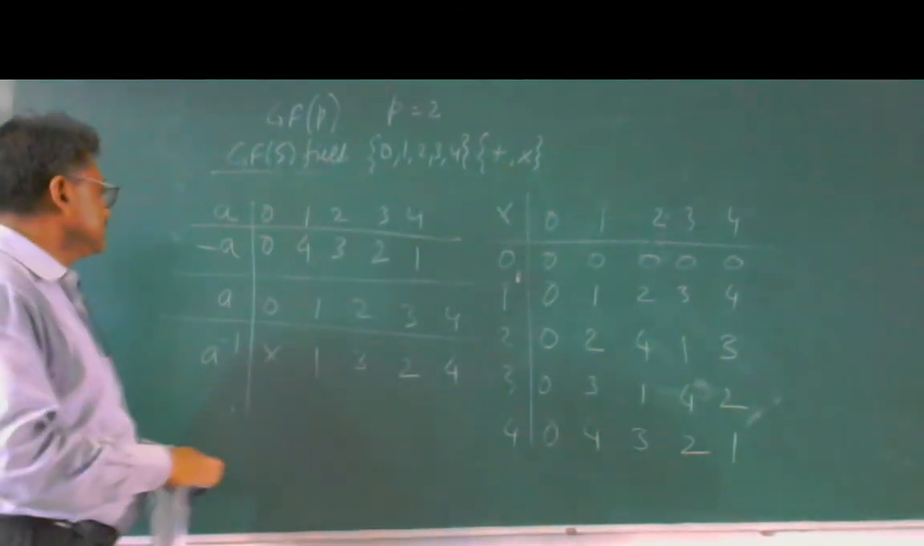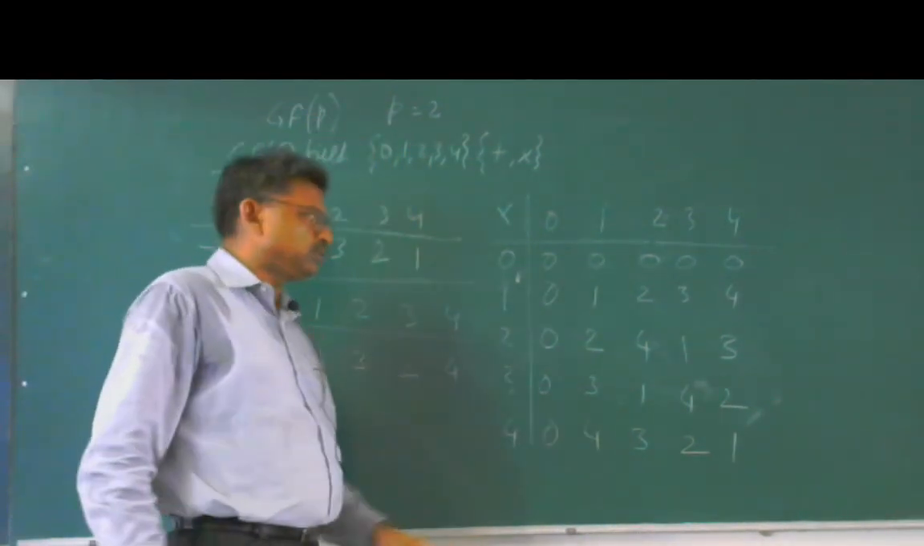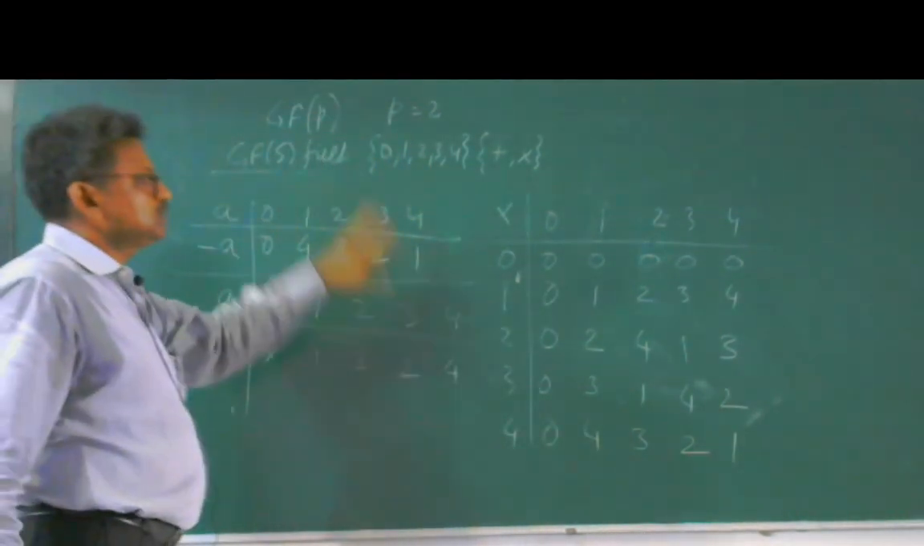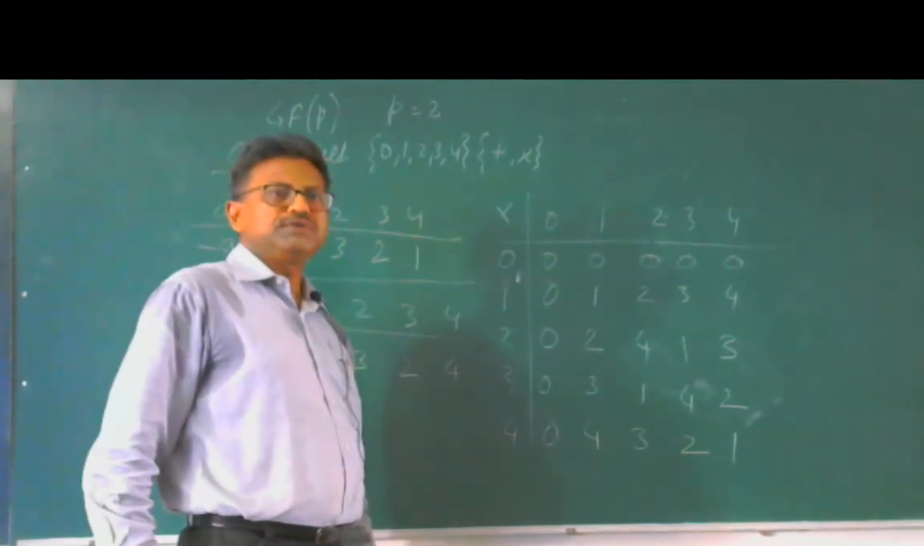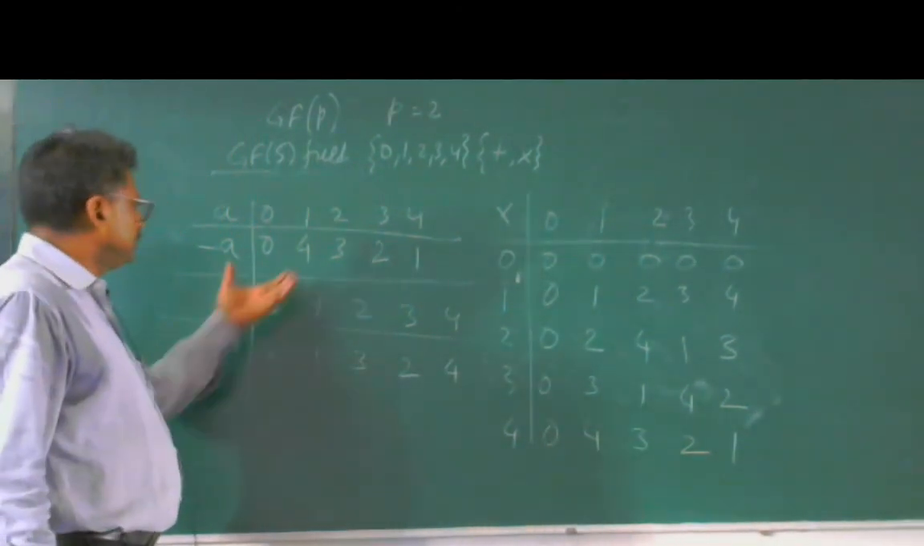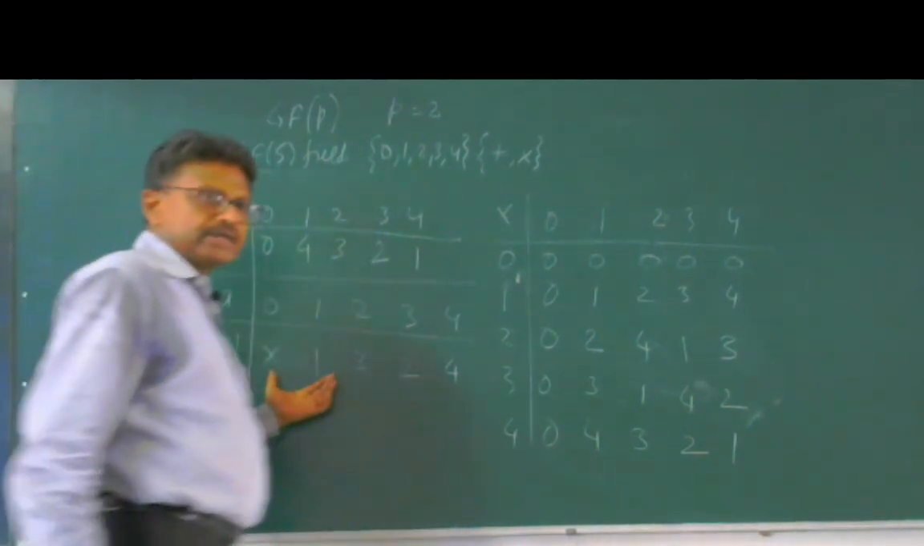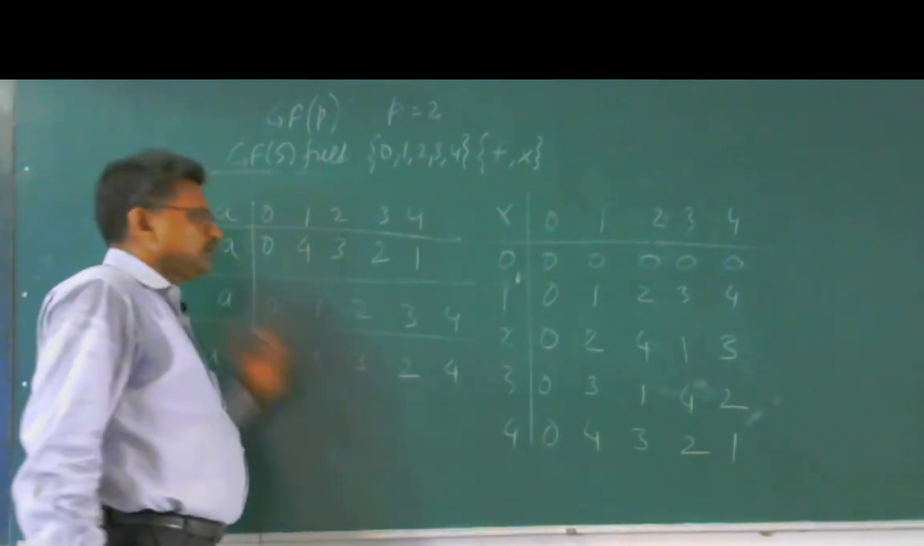So what does it suggest? That every element is satisfying the closure property. If it is satisfying closure, it is also satisfying associativity. Every element is having an additive inverse, and every element is having a multiplicative inverse besides the 0 element.